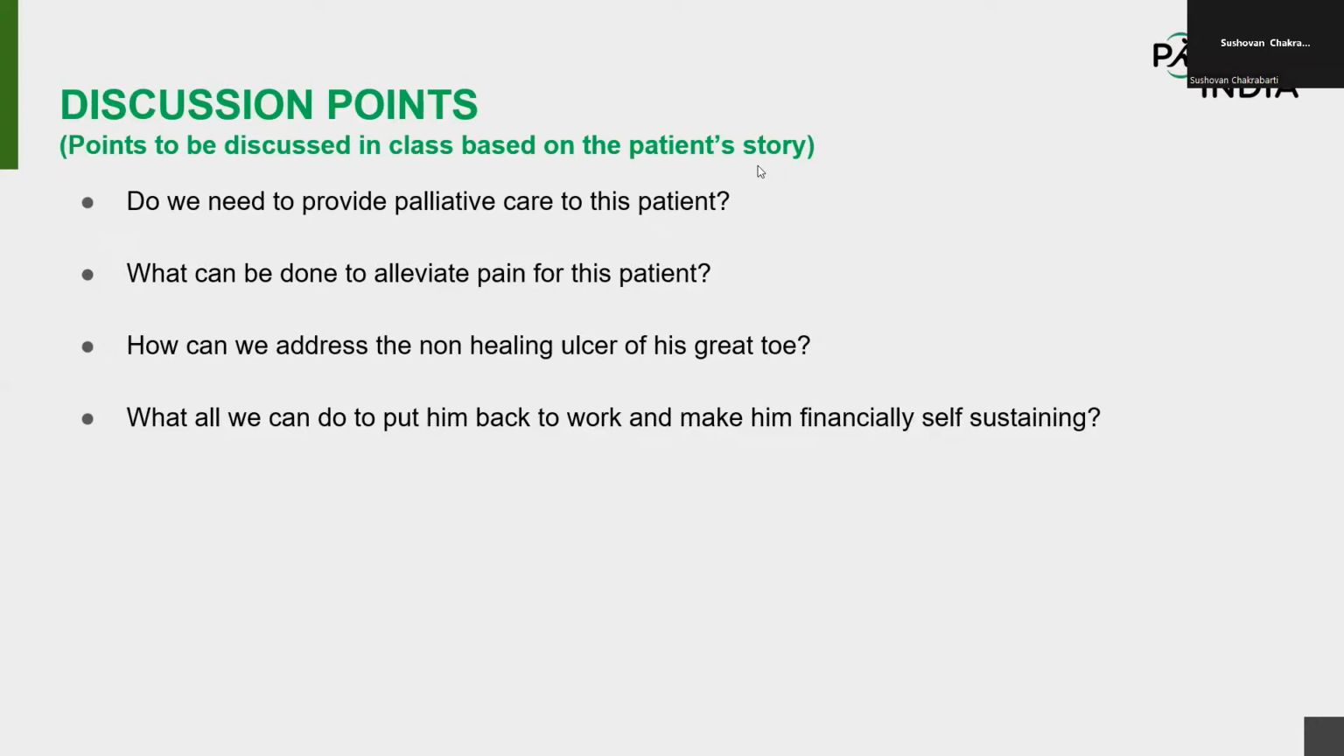No, ma'am. Pain is not much controlled. His NRS was around 6 out of 10 with tramadol.